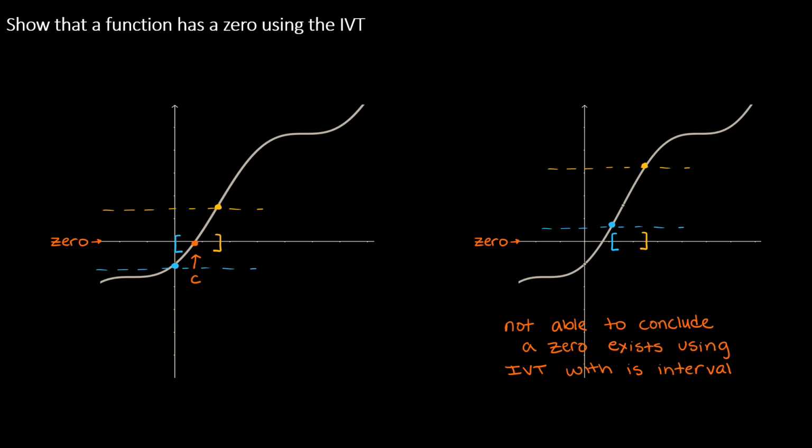So we have to make sure that the function is continuous, so no jumps, no holes, no asymptotes, and we have to make sure that the points that we pick give us the vertical range for the value we're trying to guarantee exists. So if we want to guarantee that there's a 0, then our function outputs need to include the 0 on the y-axis. Otherwise, we won't be able to make that conclusion.